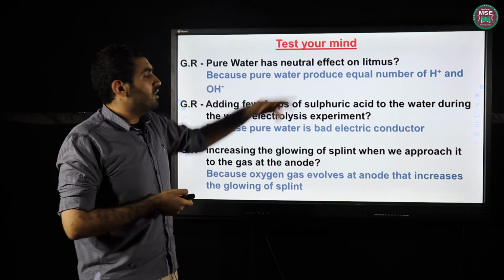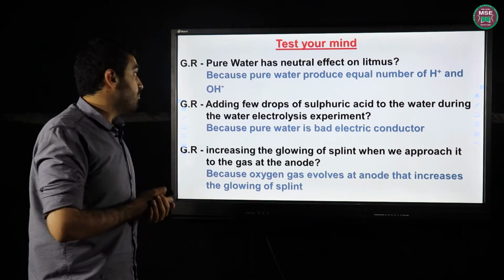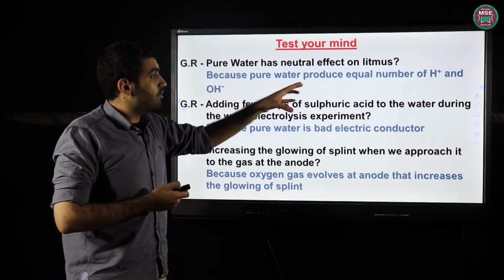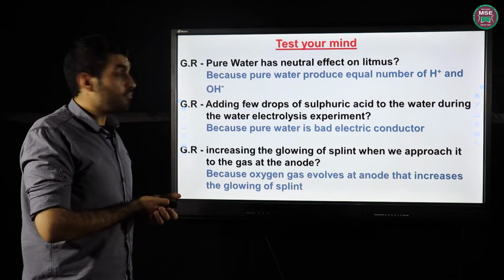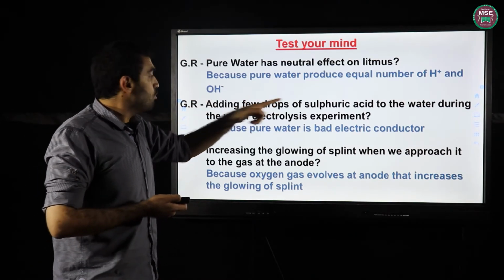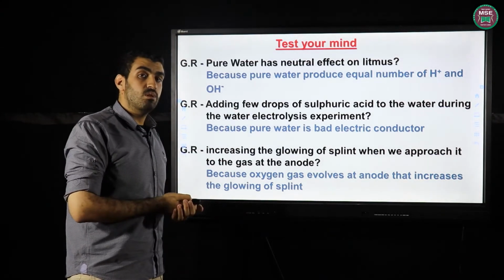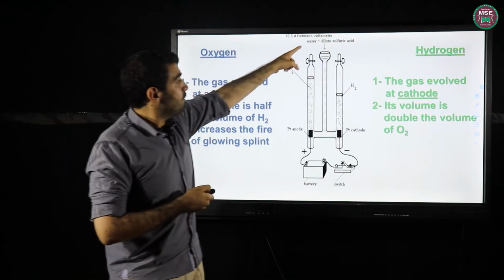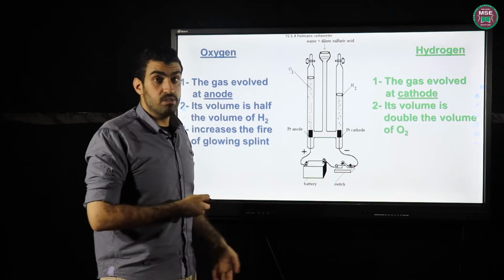Test your mind. Pure water has a neutral effect on litmus. Give reason. As we said before, because it produces an equal number of H plus and OH minus. Give reason, we add a few drops of sulfuric acid to the water during the electrolysis process. Why do we have to add sulfuric acid to water during the process?